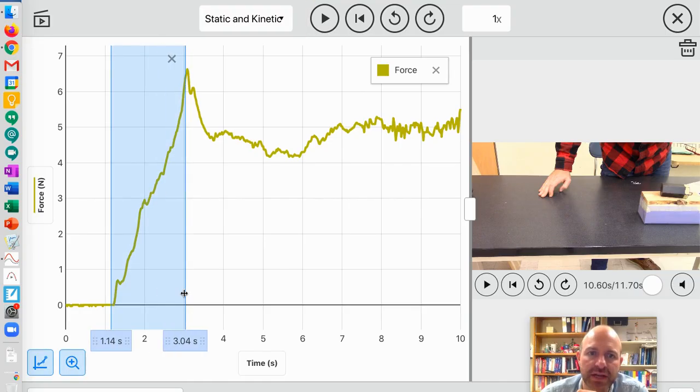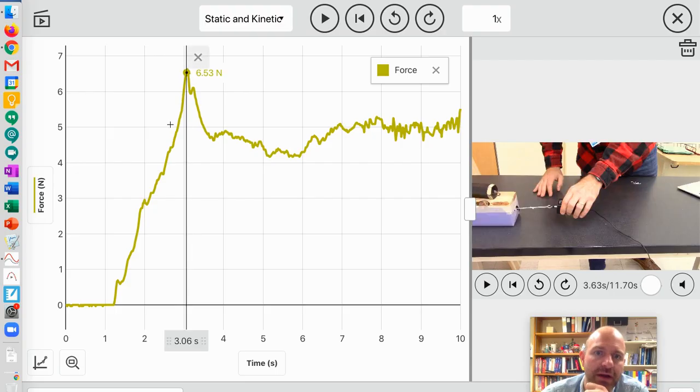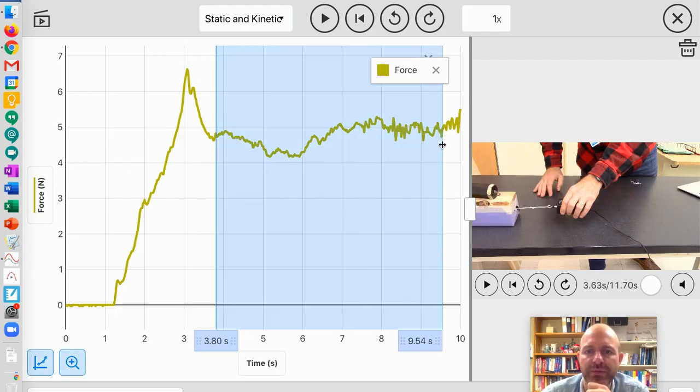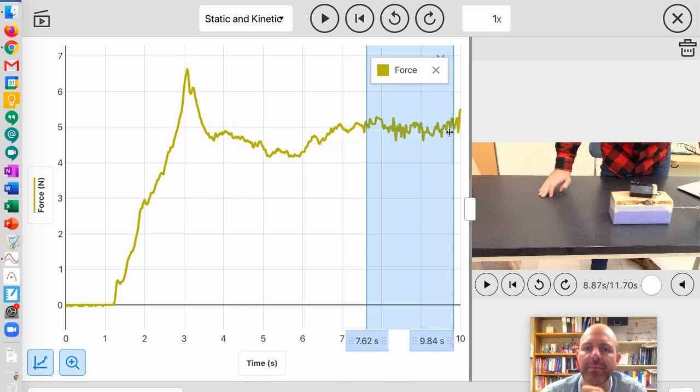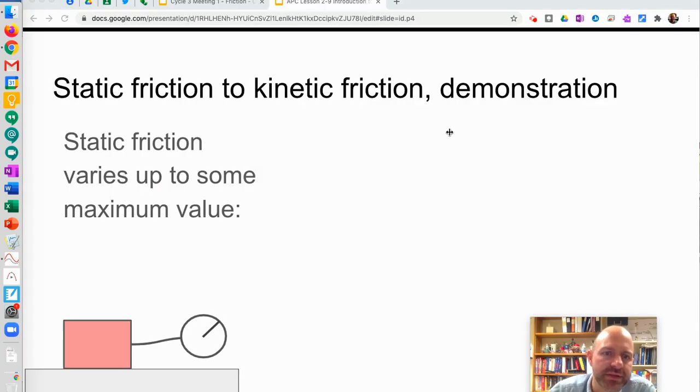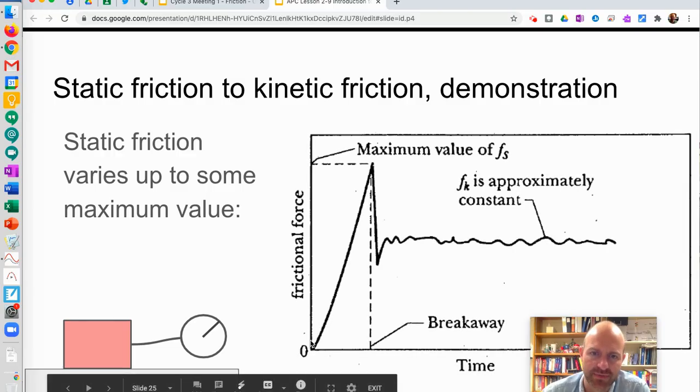And so there's kind of three regions here that are worth looking at. There's this initial section where it's getting bigger and bigger, a static frictional force. Then there's this point where we are at our maximum static frictional force. And then we have a region here where it's relatively constant. This one in the back is where I was pulling it at the closest to a constant velocity. So it bears looking at, what does all this mean? In a more idealized situation, you would get something like this.